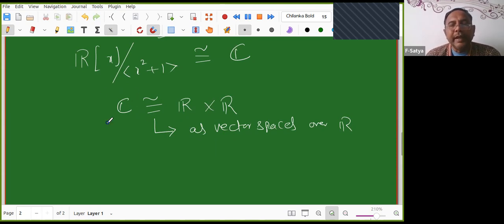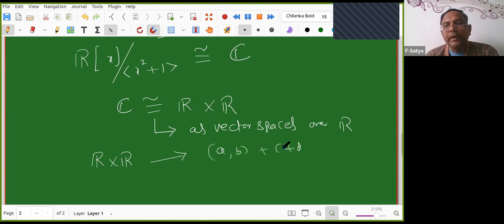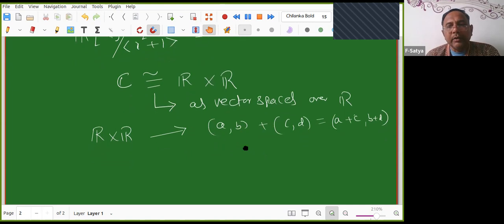But now C has an extra structure. A vector space does not define multiplication among the elements, right? But C has that, R does not have. So now I can convert R cross R into a field by putting some operations, right? (A, B) plus (C, D). So here there is no problem. This already came from the vector space structure, so that is actually (A plus C, B plus D). This is the way you already know R square is a vector space over R. So this is not a problem.